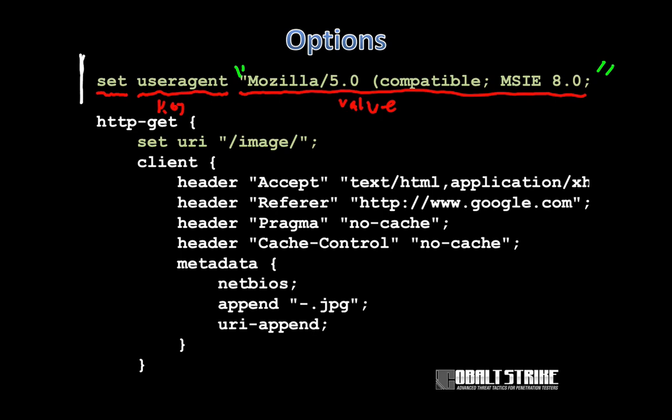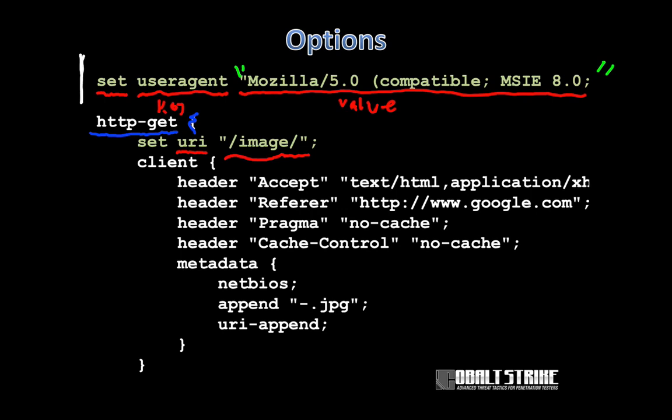But options can exist within the context of a block. Here we have the HTTP GET block. And this is defining aspects of how beacon does an HTTP GET to download tasks. And within this block, we happen to have an option URI. And the value of this option is /image/.